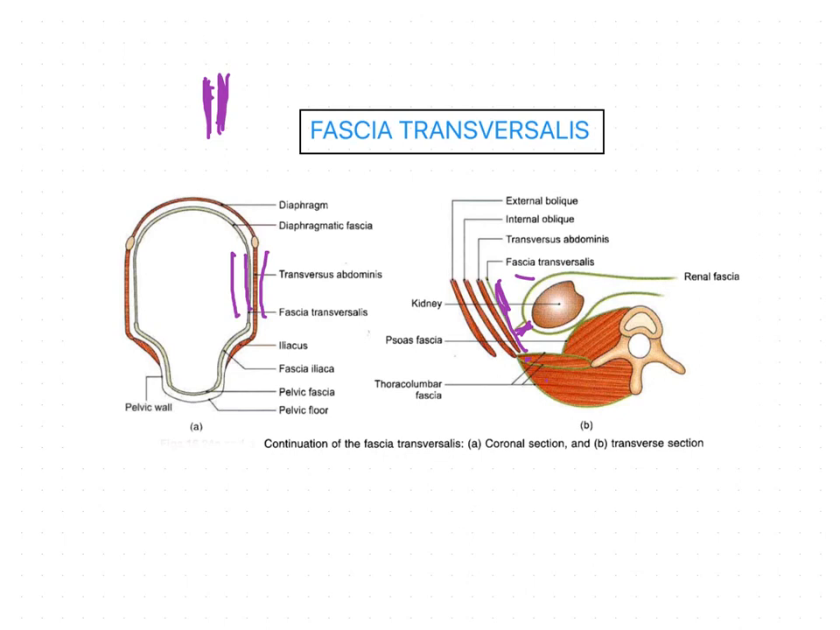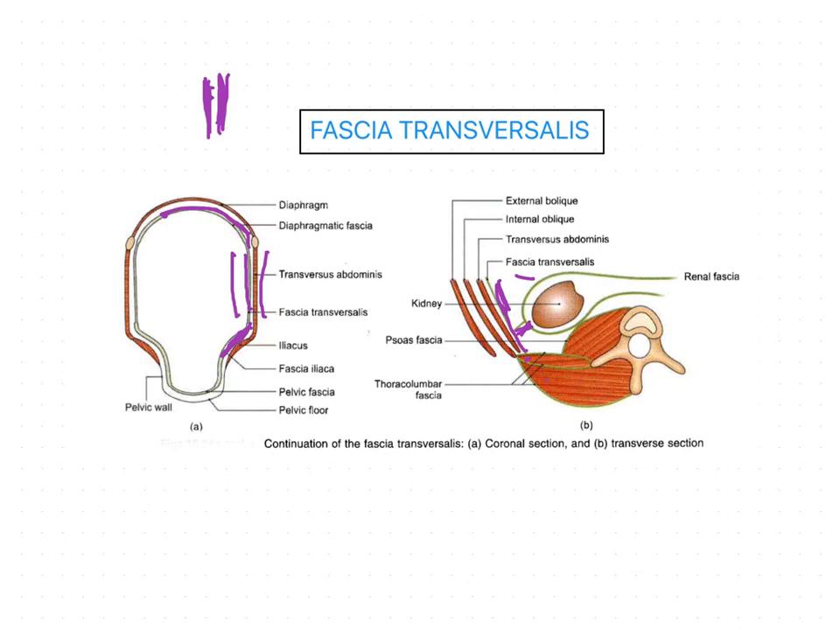Superiorly, it is connected with the diaphragmatic fascia, or simply it continues as the diaphragmatic fascia. Inferiorly, it is attached to the inner lip of the iliac crest, and then the lateral half of the inguinal ligament. At both these places it is continuous with the fascia iliaca. So this is called fascia iliaca.